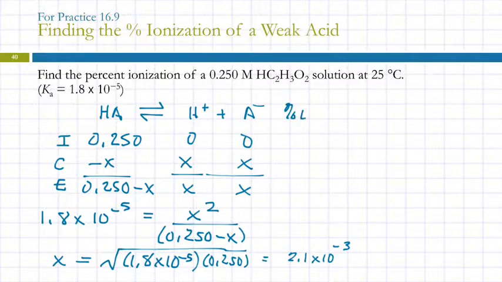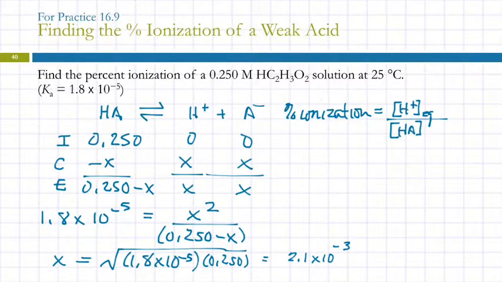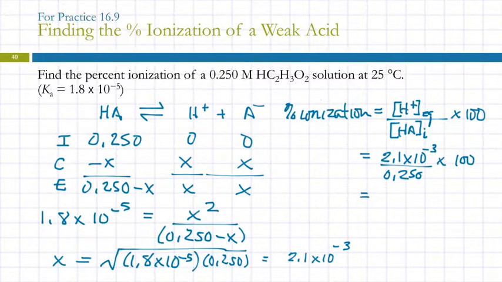So percent ionization is going to equal our hydrogen ion concentration at equilibrium divided by our weak acid concentration initially times 100. So we've got 2.1 times 10 to the minus 3 divided by 0.250, and that ends up being that percentage. So it's 0.85%.